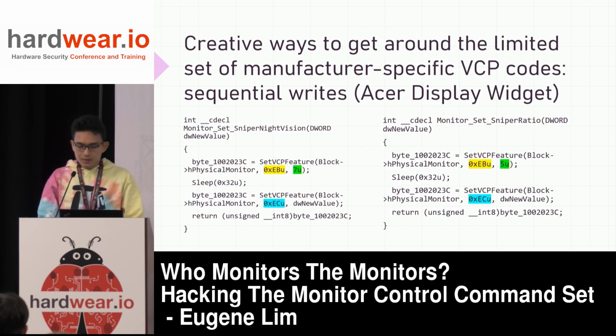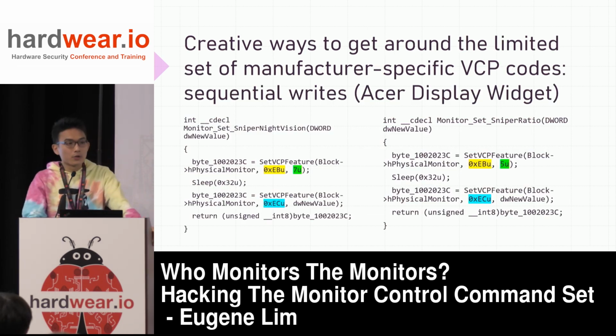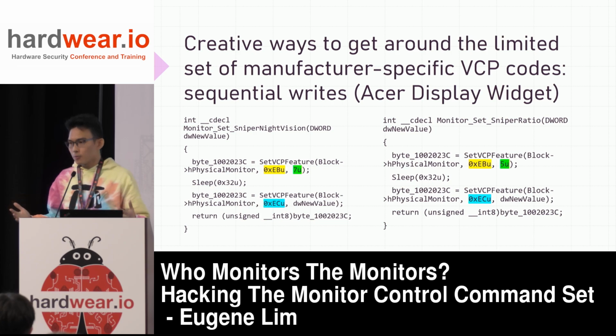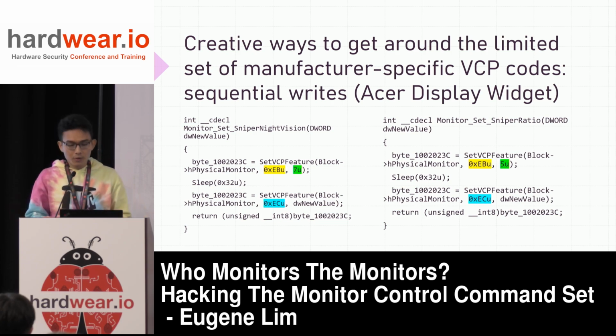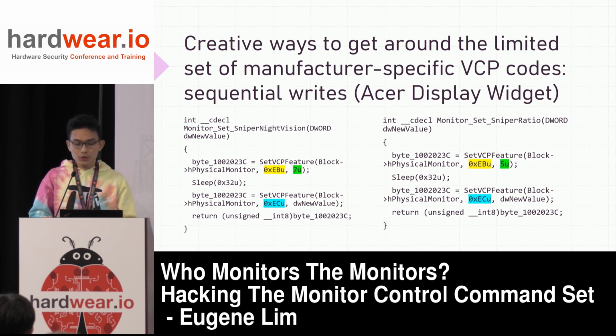behavior. So one thing that was pretty cool while I was doing all this reversing work, just trying to understand this protocol a bit more, is that some manufacturers have very strange ways to get around the limited set of opcodes that are reserved for manufacturers. Remember that there are only 32 bytes that are given for manufacturer opcodes, but what some manufacturers, for example Acer, do is sequential writes.